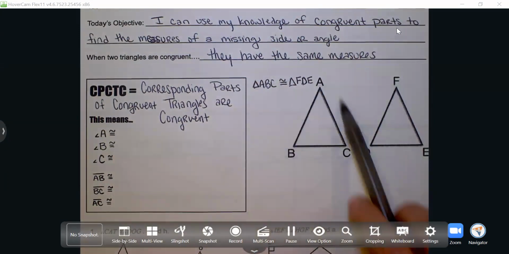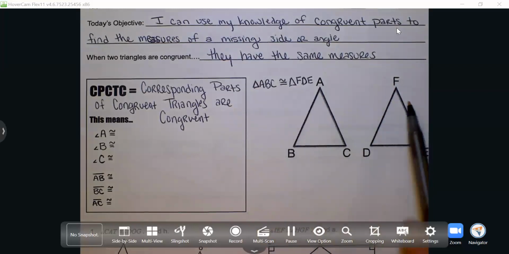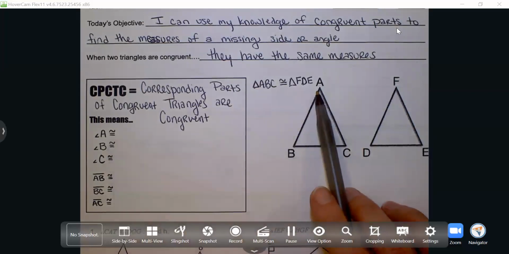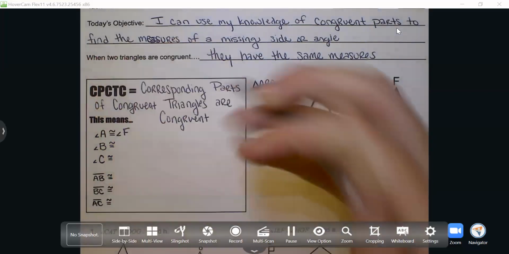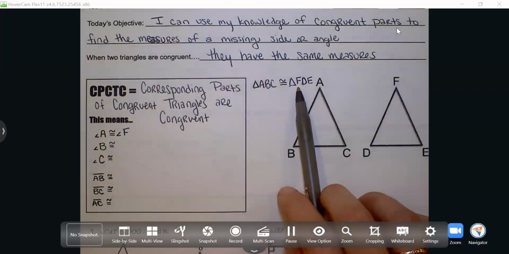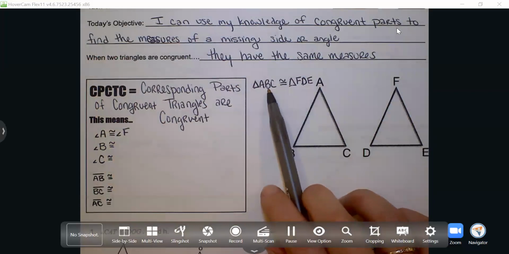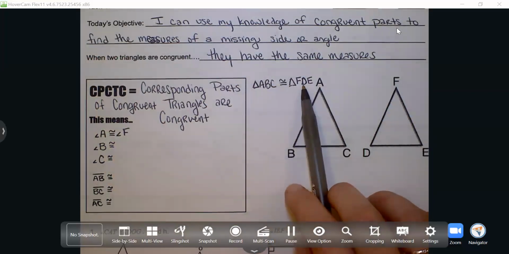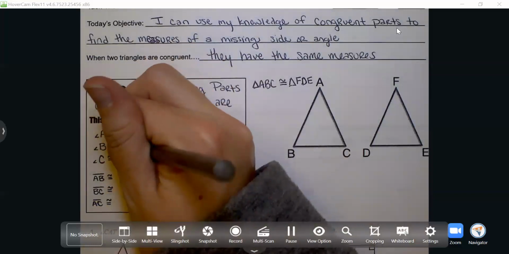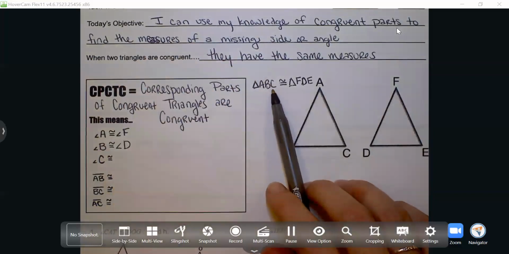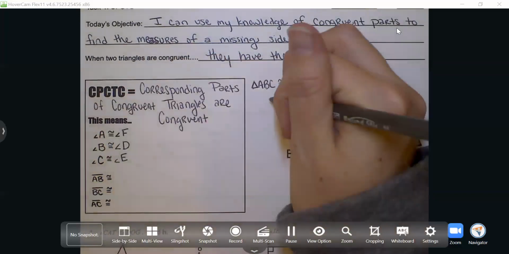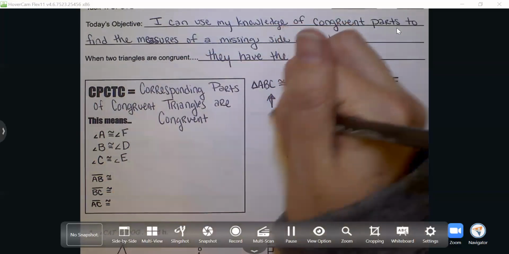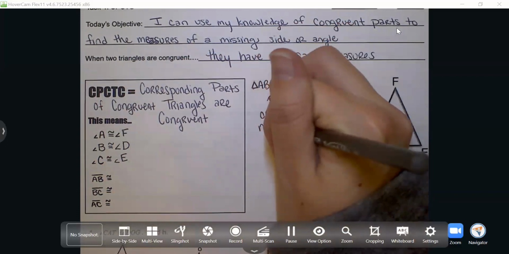If I know that everything in this triangle is congruent to everything in this triangle, they should have matching congruent parts. So in other words, angle A should be congruent to angle F. And I know that because A and F are written in the same order. Angle B is the second letter here, so it's going to be congruent to angle D, my second letter here. Angle C is my third letter. It's congruent to angle E, my third letter. So when we write a congruent statement here, order matters.